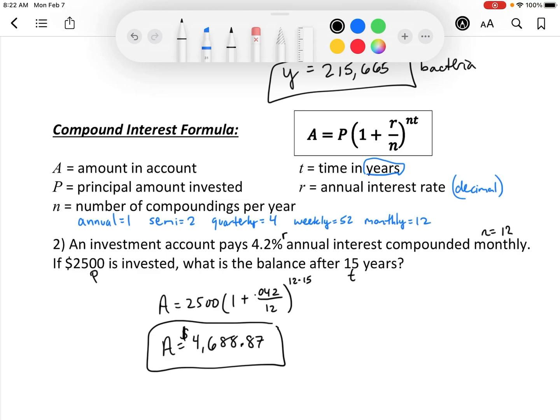Just a couple reminders. Don't forget r is a decimal. Move it over 2 times to the left. Don't forget t is in years. I can trick you by maybe putting months. P is the principal, how much it starts with. And then n, which a lot of people get a little confused about, is the number of times it's compounded. In this case, it was monthly, so n was 12.